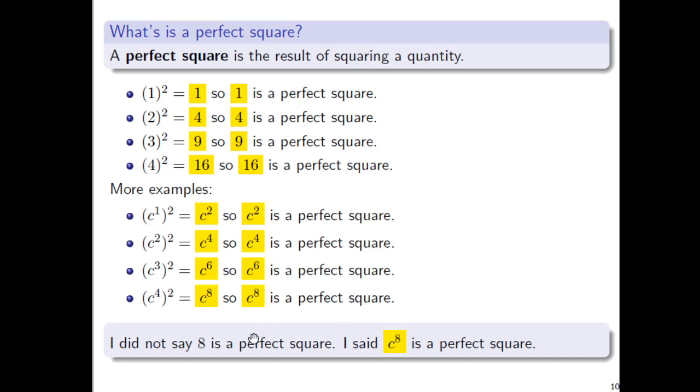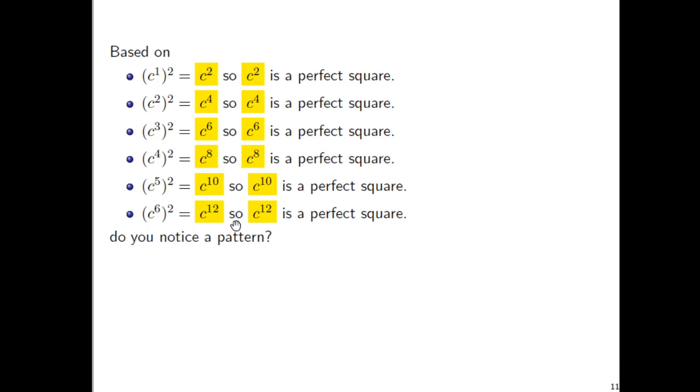And let's be really careful about what we're saying here. I didn't say that 8 is a perfect square. You did not hear me say 8 is a perfect square. I said c to the eighth is a perfect square. And that distinction is important. Okay, so I'm saying 9 is a perfect square because 9 is something squared, and I'm saying c to the eighth is a perfect square because c to the eighth is something squared as well.